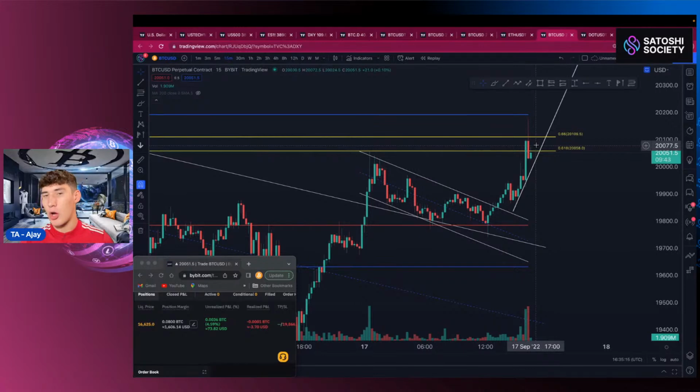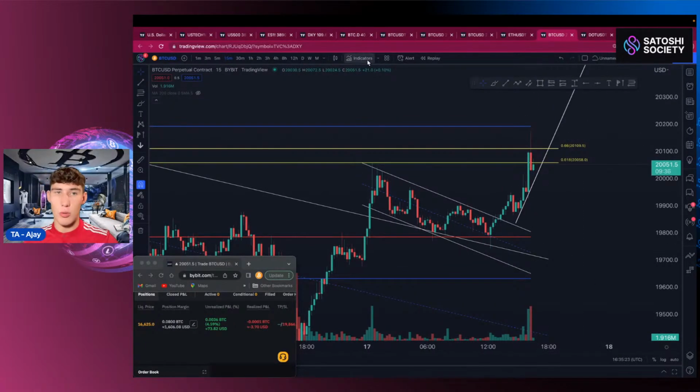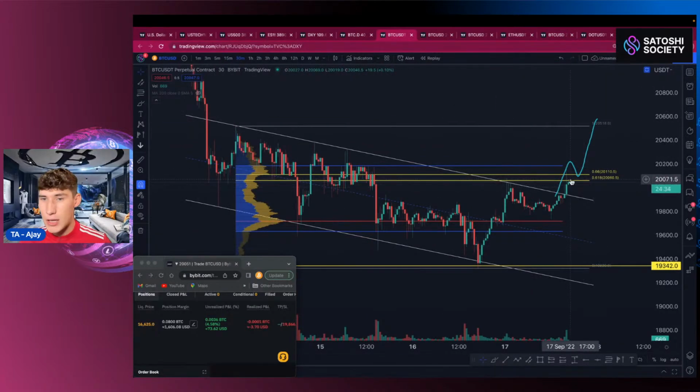I did say that I was going to enter pretty heavily into this trade when we did break above this golden pocket. If we have a look here, you can see the golden pocket right there as resistance. We are finding resistance at it at this moment in time, which is to be expected.